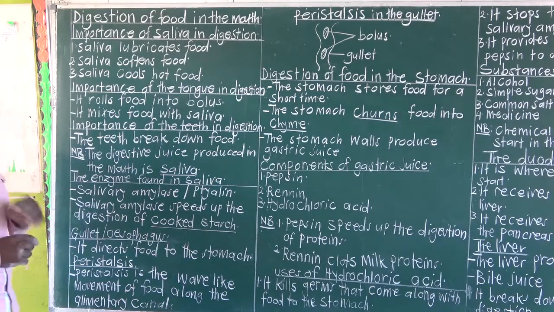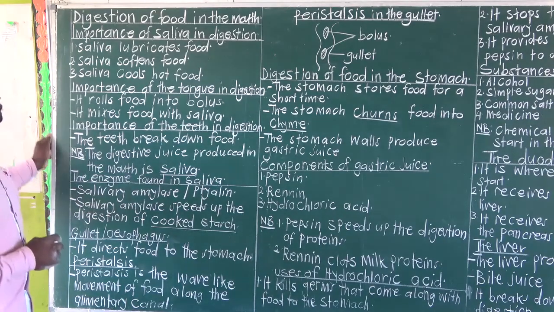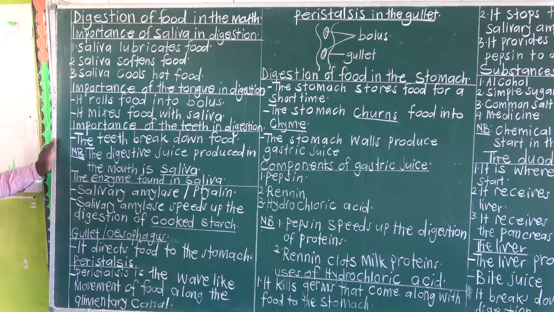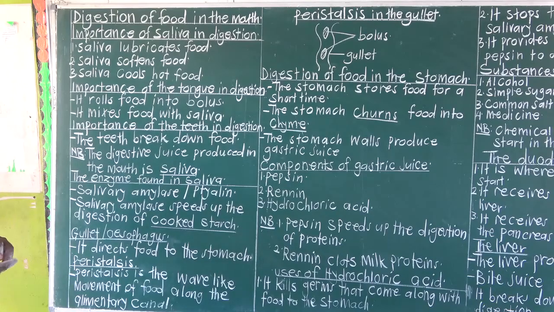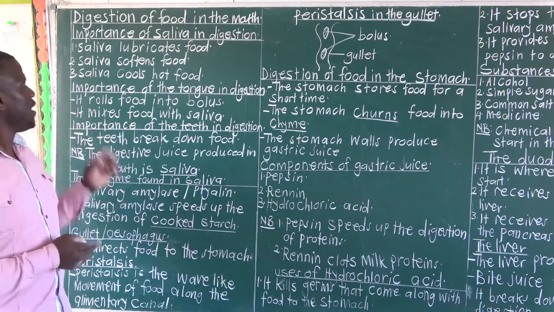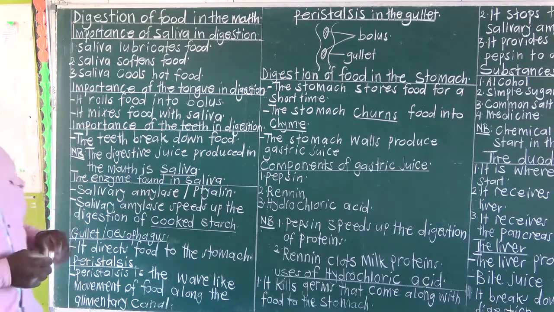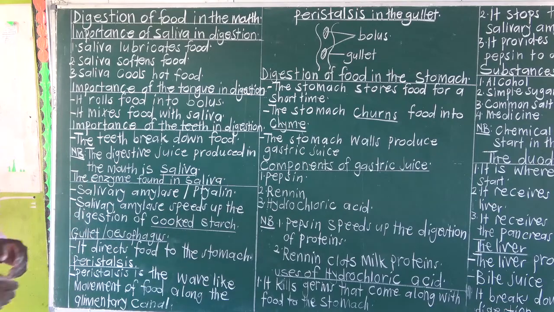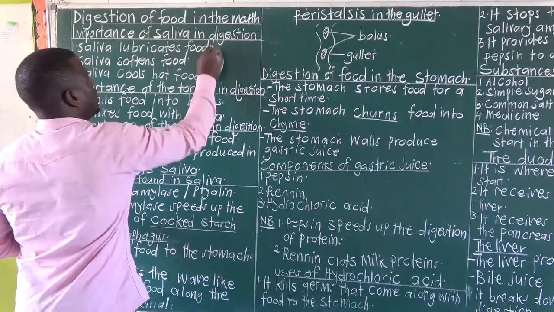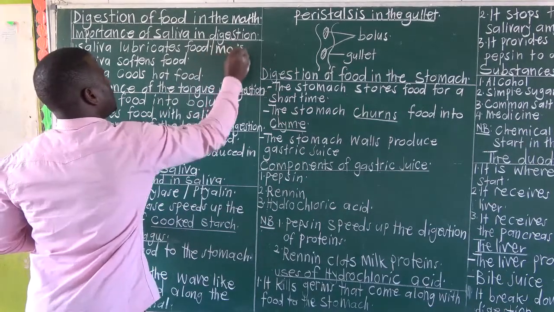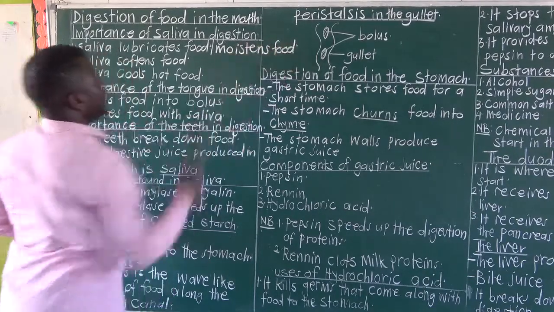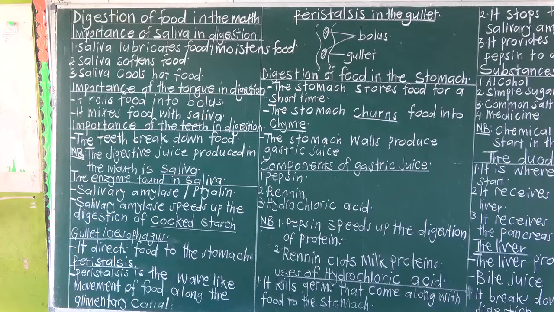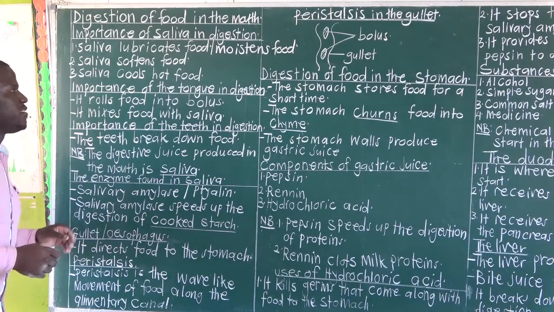Saliva has three functions. One, saliva lubricates food. Then you can also say saliva softens food. Then saliva cools hot food. I repeat, saliva lubricates food. To lubricate is to moisten. Saliva moistens food, or saliva lubricates food.